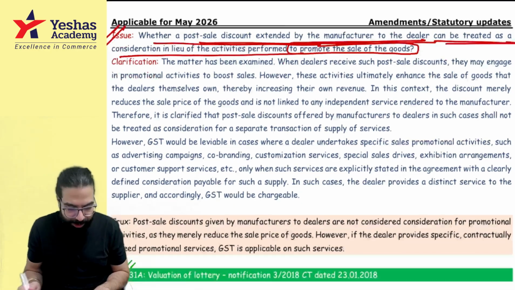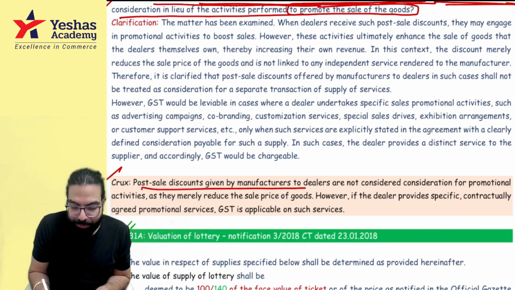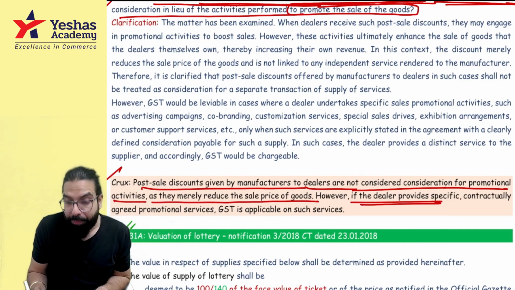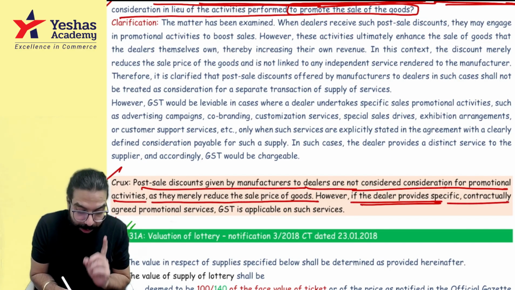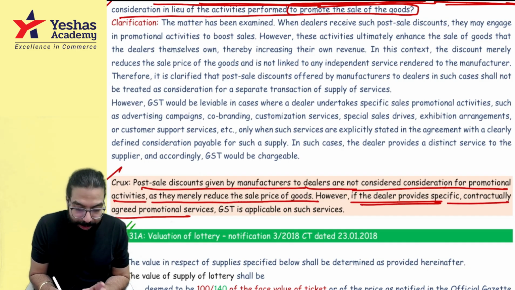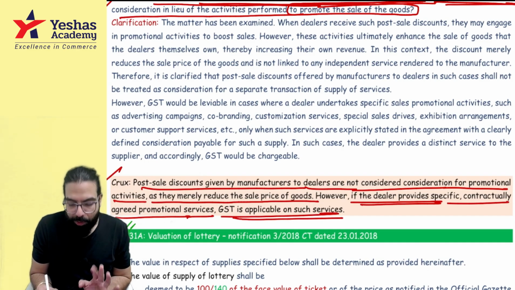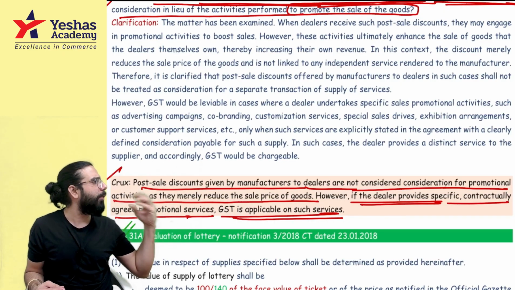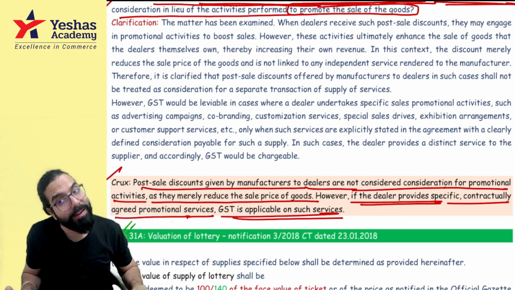So clarification came over here. Post-sale discounts by manufacturer to dealer are not consideration for promotional activities as they merely reduce the sale price. However, if the dealer provides specific contractually agreed services, then GST will be applicable. If I specifically tell that I will do promotion, advertisement, etc., and you give me this money, then it's a supply of service.